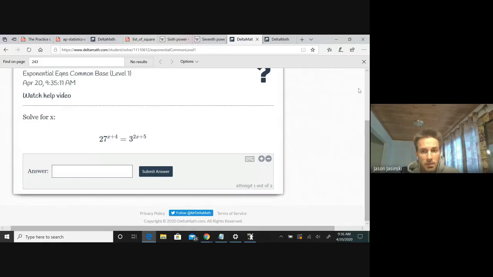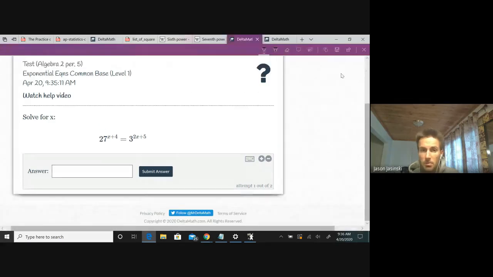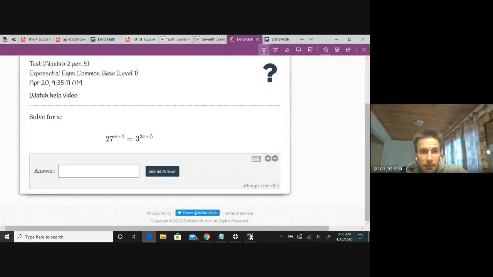Hello, everyone. This lesson is about solving exponential equations with a common base. So I'll be showing you about 3 examples today.